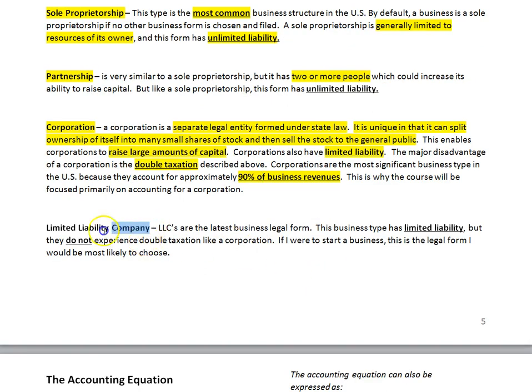Alright, LLCs, limited liability companies. This one basically gets the best of both worlds. It has limited liability, like the corporation does, and they do not experience the double taxation effects like a corporation. So if I was going to start my own business, this would be the one that I'd be most likely looking into, an LLC.